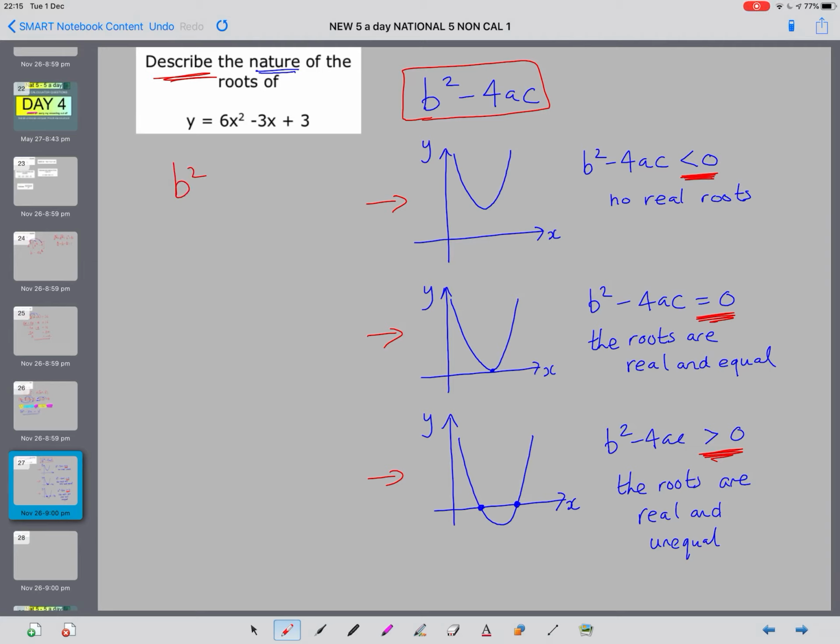Okay, so we've got b squared minus 4ac. The coefficient of your x squared is your a, so your a equals 6. The coefficient of your x is your b, so your b equals negative 3, and your c is the number at the end, so positive 3, and you're just going to substitute that in. So b squared means negative 3 squared, take away 4, multiplied by a, which is 6, multiplied by c, which is 3. Negative 3 squared is 9.